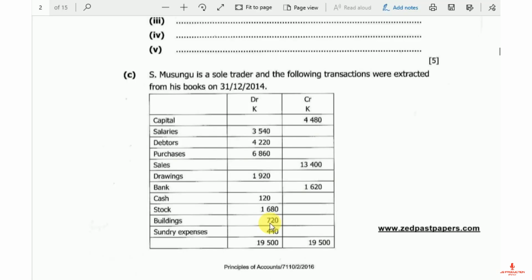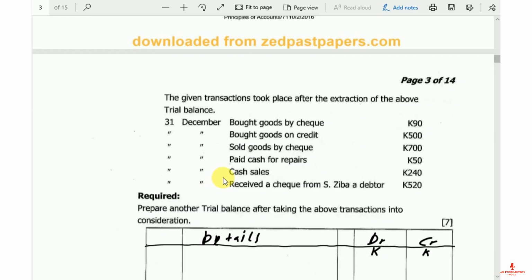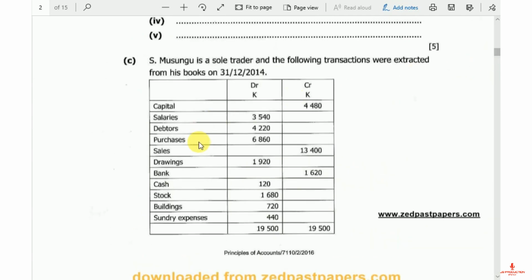Let us take a look at another transaction, paid cash for repairs. So the two types of accounts that are going to be affected there, we're going to have the cash account and the repairs. So let us look at the information we have been given for the cash and the repairs there. As you can see, the cash we have been given as 120, but we don't have the repairs account. So which means we need to add another account there for repairs. So the balance for cash there is 120.